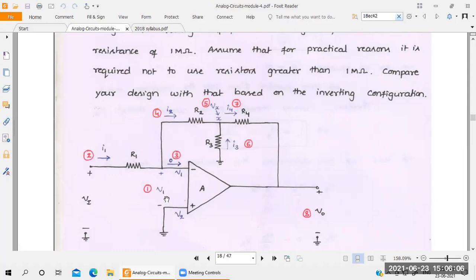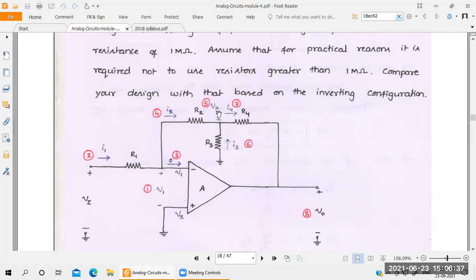The voltage flows from the negative terminal to the output of the op amp. See here, there are three resistors meeting at a point. What is that point? That is X. This X point is connected to three resistors. So the voltage at this point is Vx.